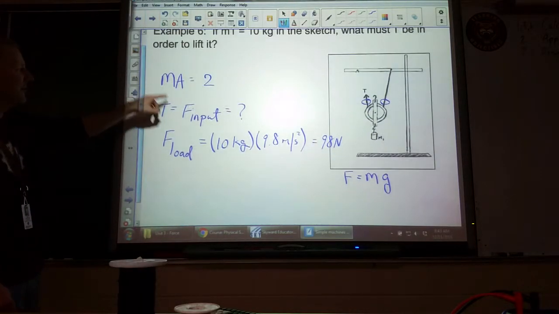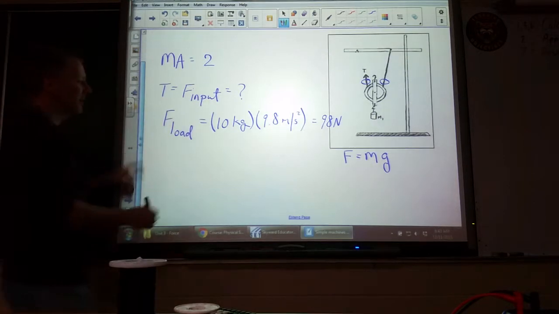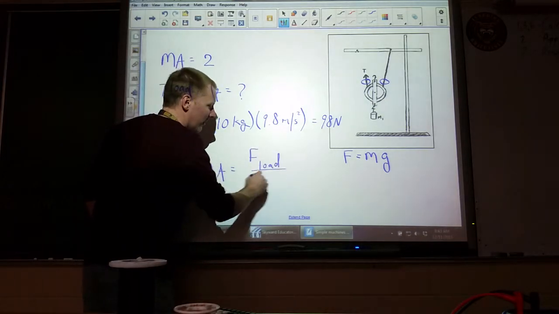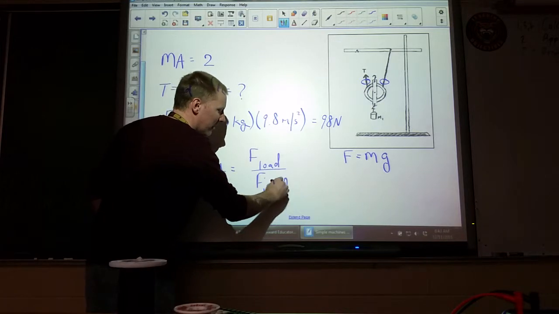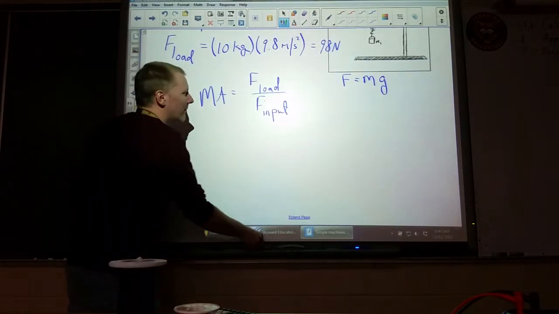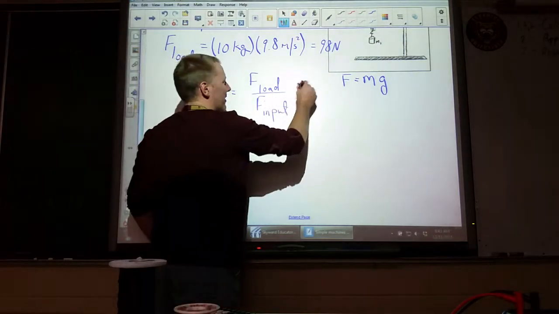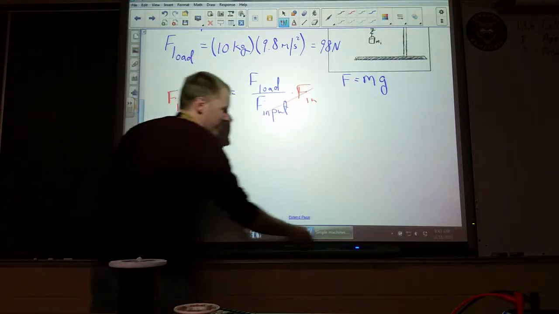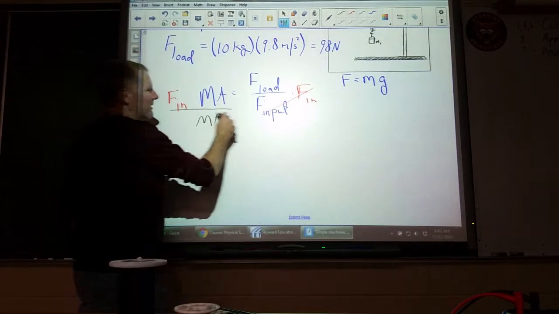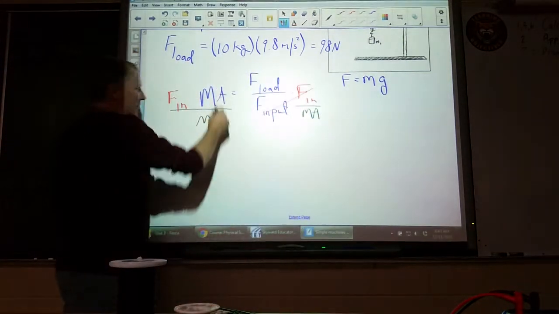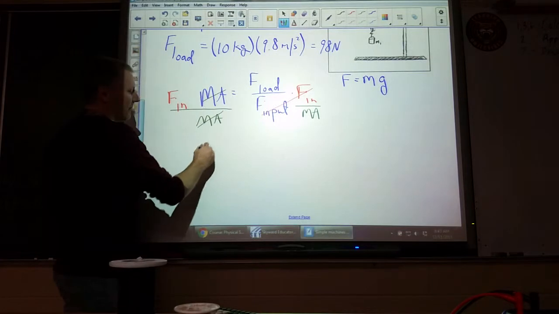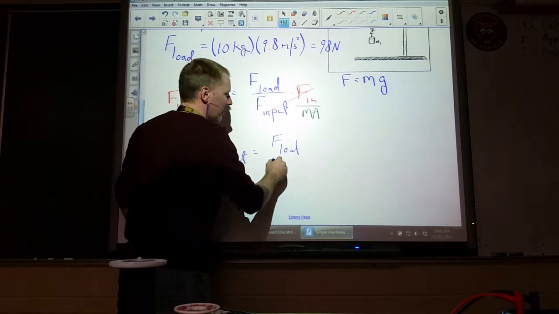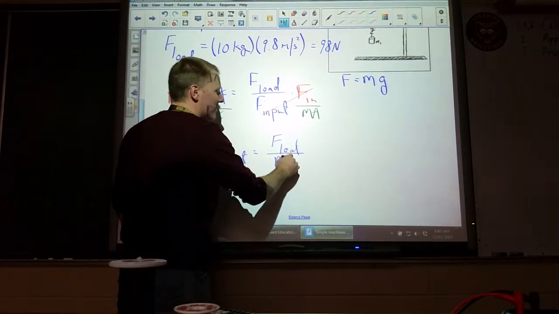So now we've got a mechanical advantage. We want to find an input. We have the load. Remember, mechanical advantage is equal to F load over F input. Multiply both sides by F input, and then you divide by the mechanical advantage. Those two cancel, right? So F input will be F load over mechanical advantage.